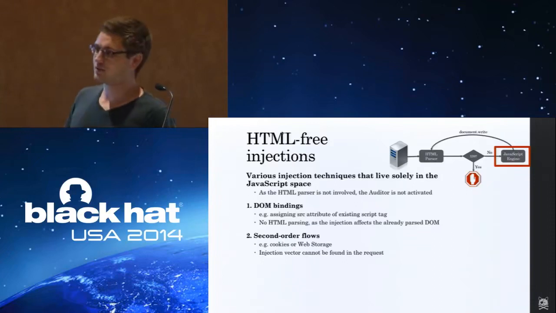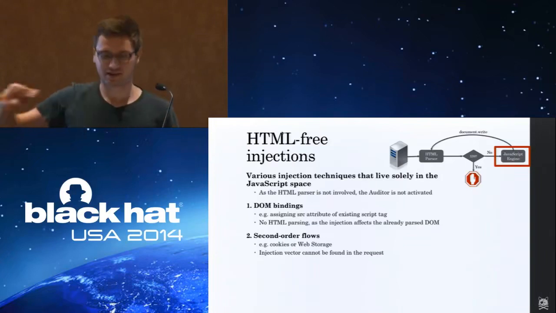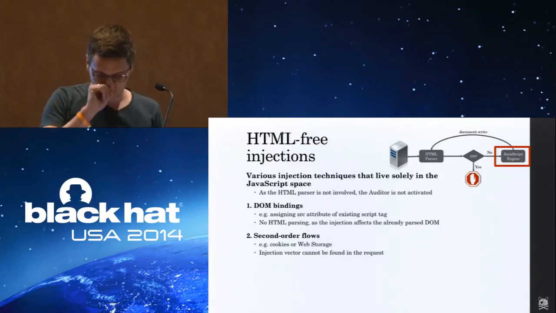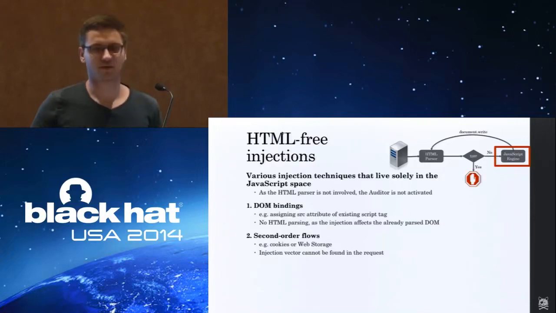The second thing: we didn't try to find vulnerabilities like that, but we actually found one vulnerability that we could exploit because it was a second order flow. So you have cookies and you have web storage.